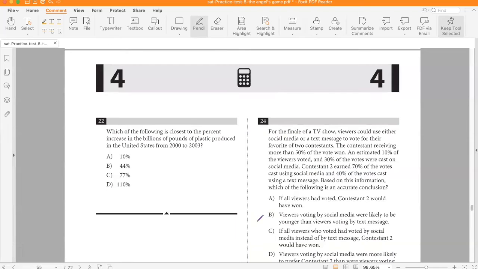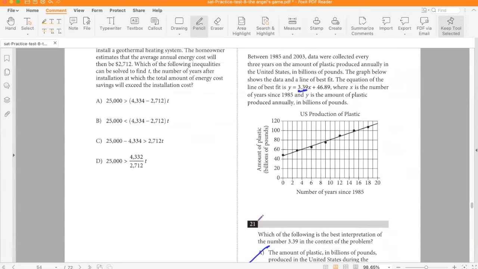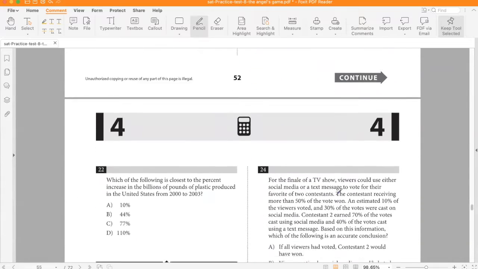Which of the following is closest to the percent increase in the billions of pounds of plastic produced in the US from 2000 to 2003? Okay. So 2000 is 15 years. So that's this value. So that's about 100. And 2003 would be 18 years. So that's about 110. Yeah, around 110. So that's an increase of 10%.